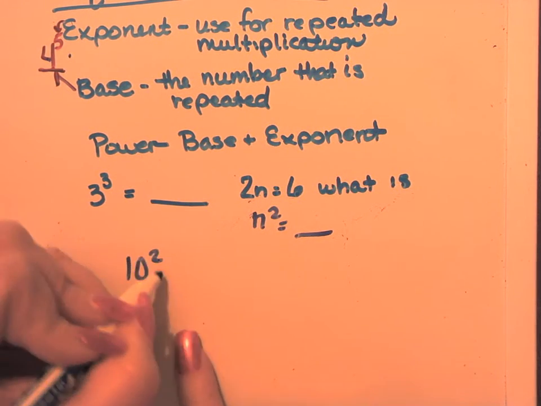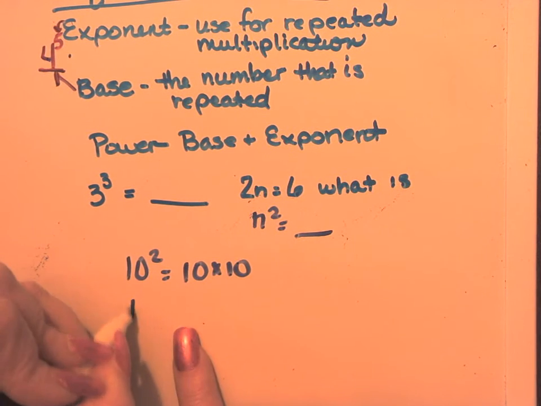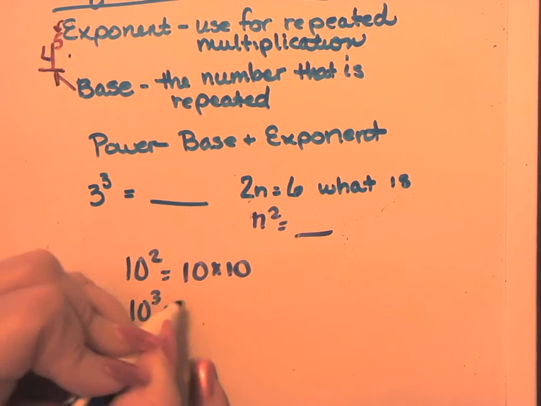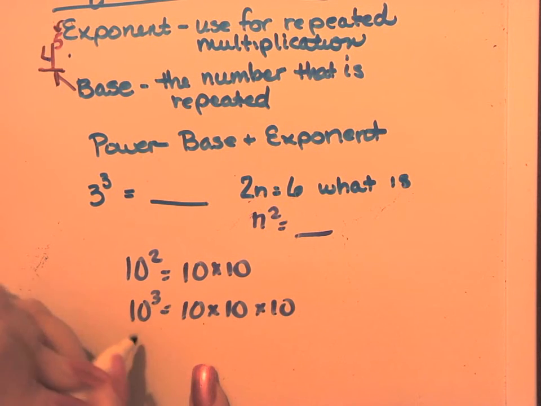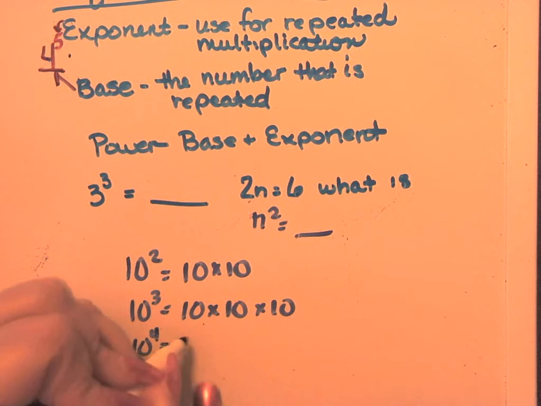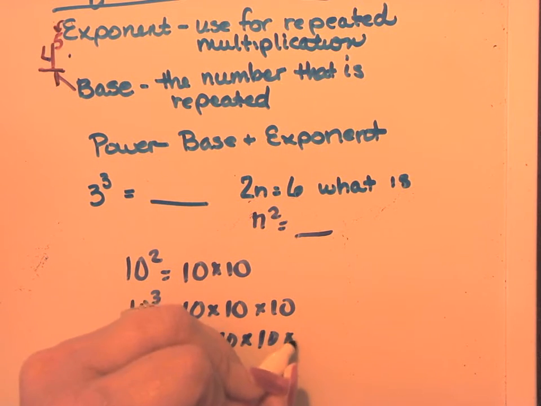If I had 10 squared, that's the same as 10 times 10. If I had 10 cubed, that's the same as 10 times 10 times 10. 10 to the 4th is the same as 10 times 10 times 10 times 10.